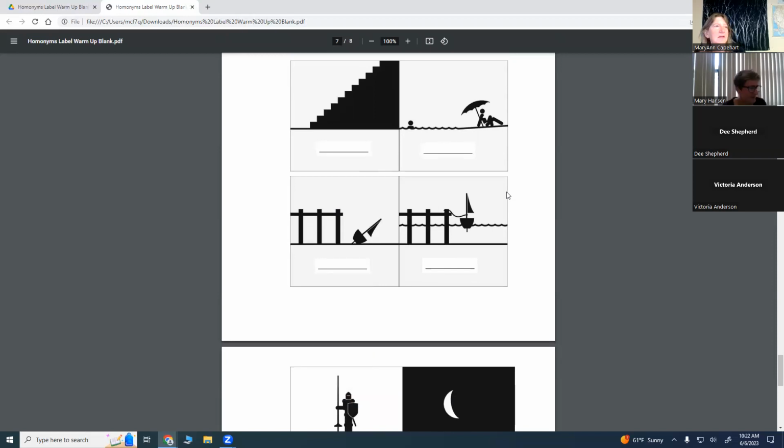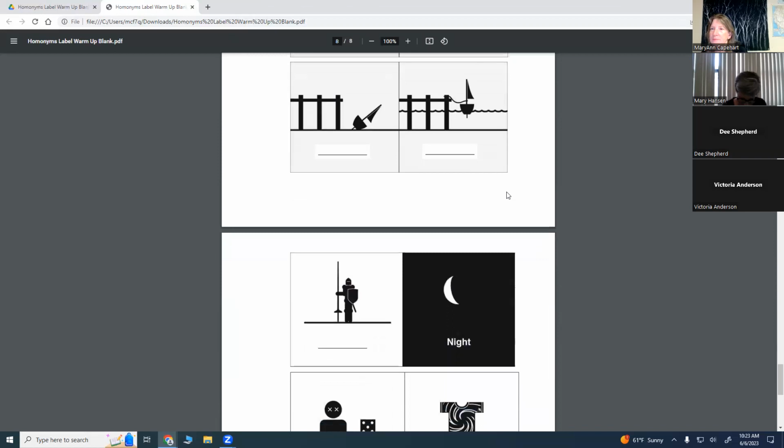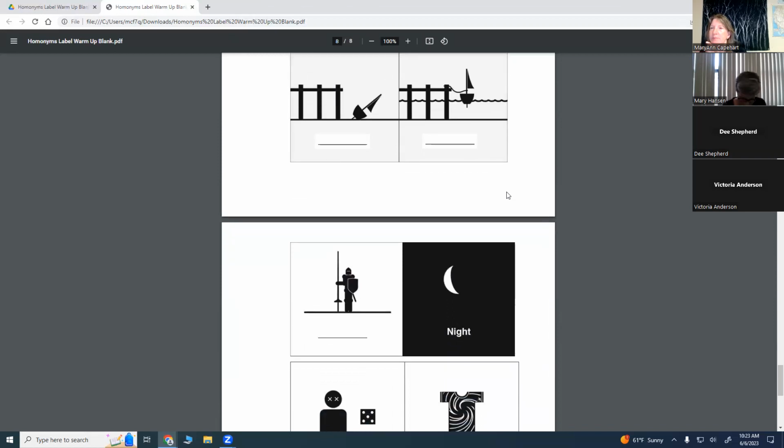Here we have, this one's funny. It's not politically correct. So what's the one on the left? There. Then you just look at the other one and say, hey, it's the same sound, but it's a different thing. What is it? Stare. STARE.